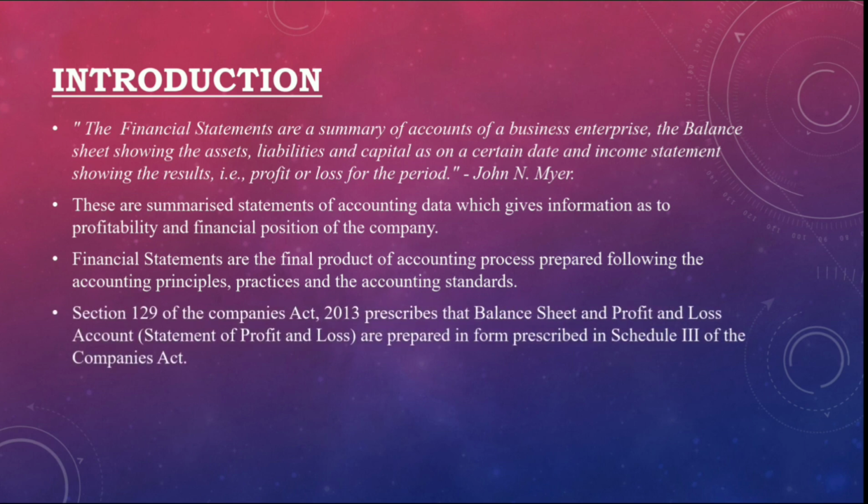Section 129 of the Companies Act 2013 prescribes that the balance sheet and the statement of profit and loss are prepared in the form prescribed in Schedule 3 of the Companies Act. Now, what does the Act say? Section 129 insists that companies prepare the financial statements, that is, the balance sheet and the statement of profit and loss, in the form prescribed in Schedule 3 of the Companies Act of 2013. I'm sure you must have seen that form in our textbooks and the previous video, so I'm not going to show it again in this video.